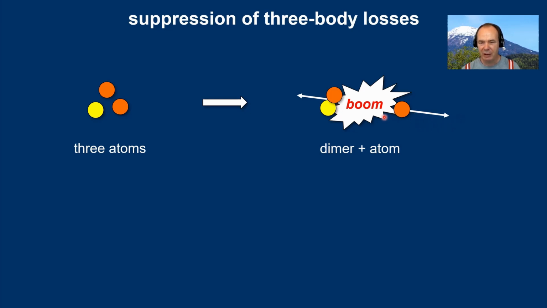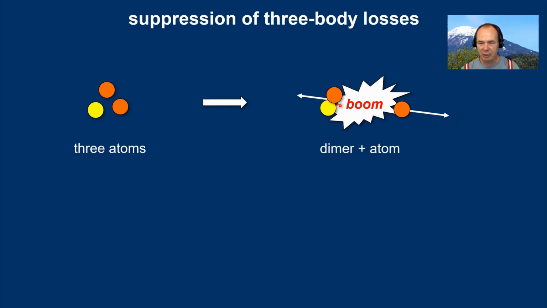So there's a large energy release which corresponds to the binding energy, and if it happens, boom, they simply explode out of the trap. So the energy release is relatively large, so normally they escape from the trap. And if this happens, we lose the atoms. In the case of a bosonic system, it can be a super strong effect.